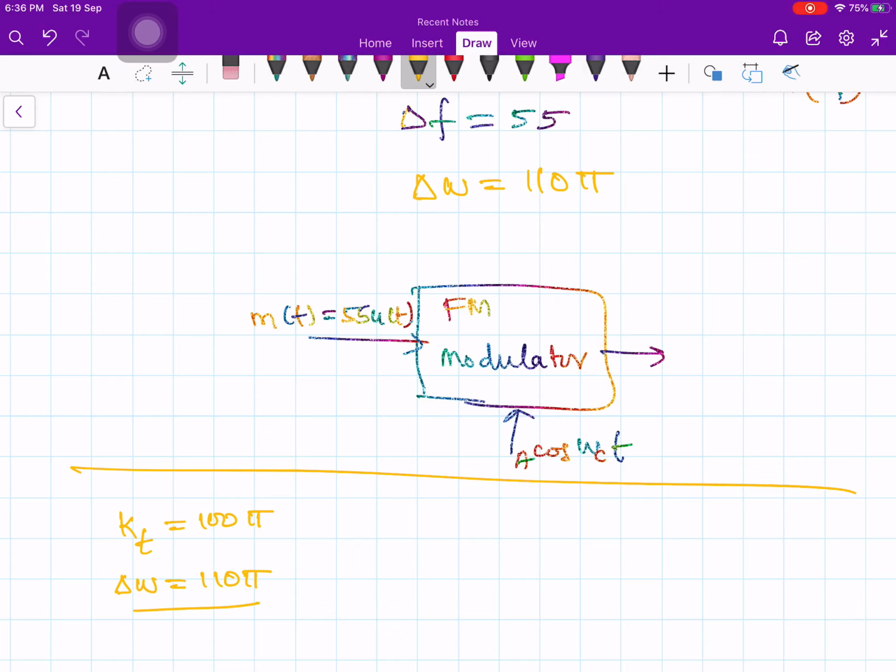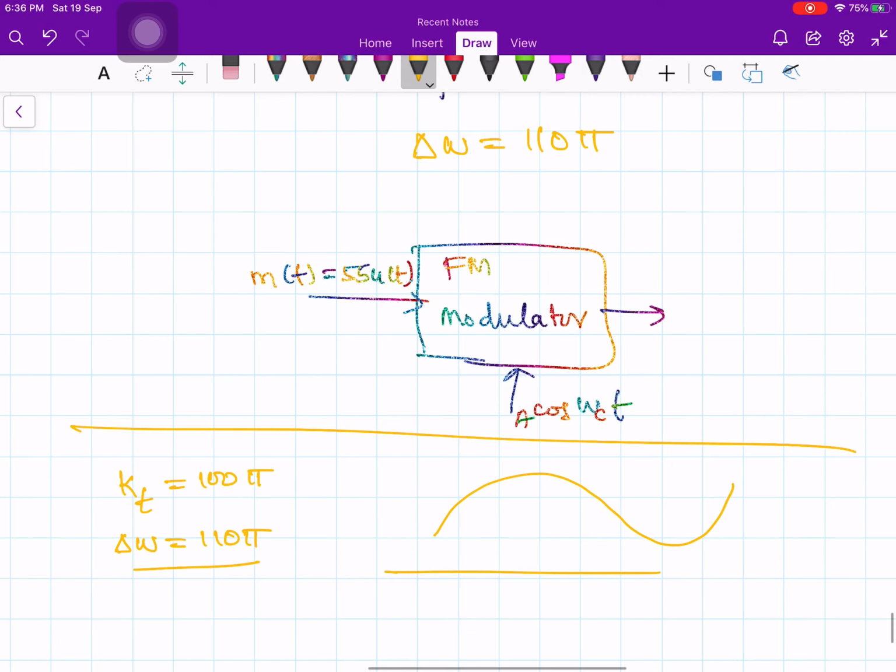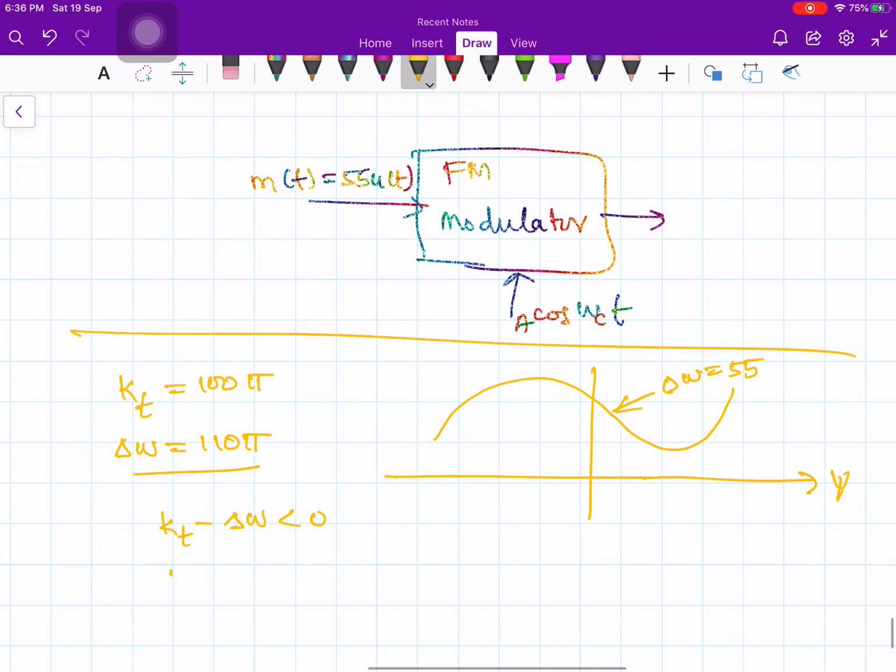In this case, what will happen? The phase plane plot will be like this. It will not touch the psi axis. So this corresponds to delta f is equal to 55. Why? To cross the x axis, your kt minus delta omega should be less than 0. That means kt is less than delta omega.